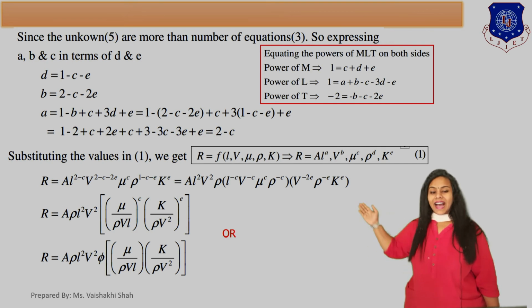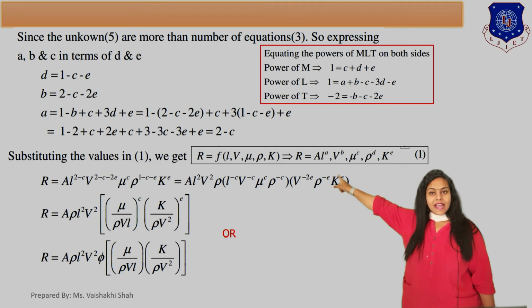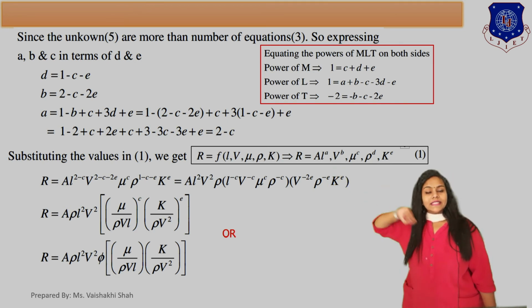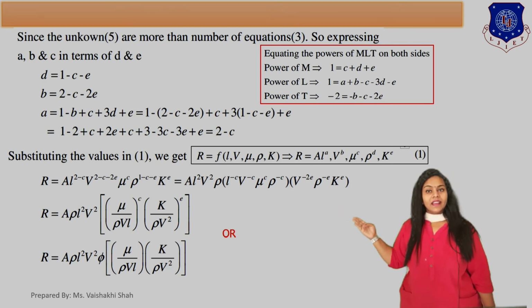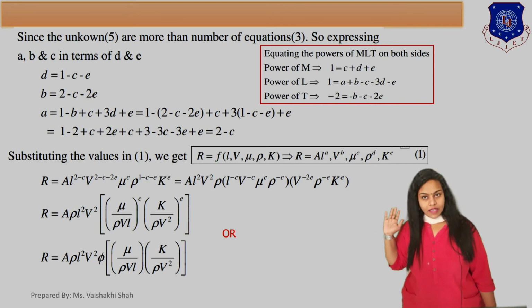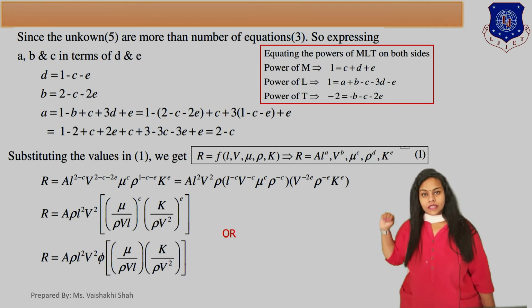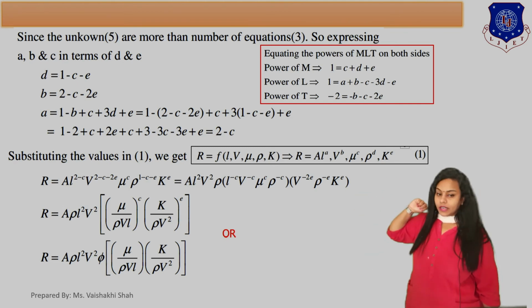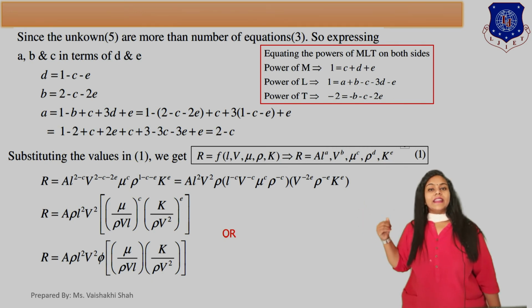So you get that R equals A. This is your A, and L raised to A. Now what is the equation for A? 2 minus C. So A, L raised to 2 minus C, V raised to B. So B is 2 minus C minus 2E. Mu raised to C, rho raised to D, and we know the equation for D, which is 1 minus C minus E, and at last K raised to E.